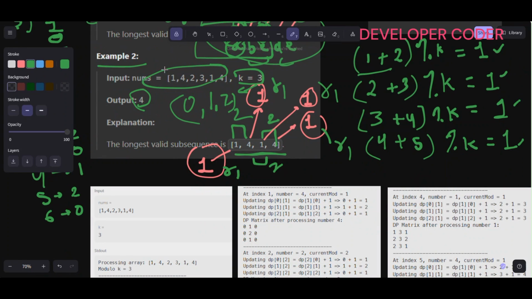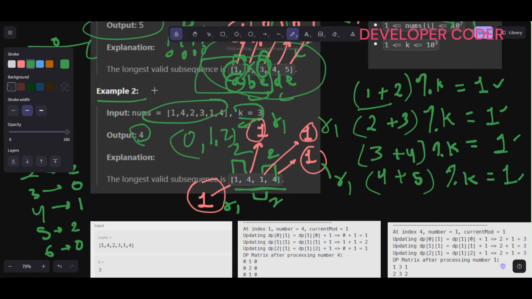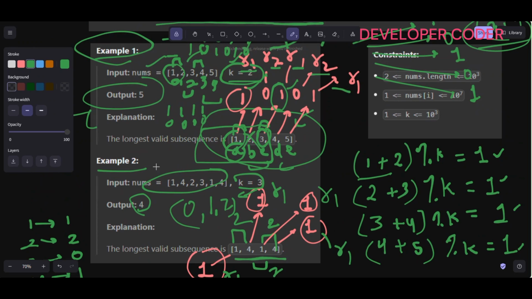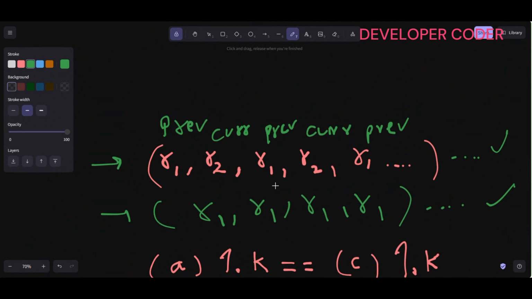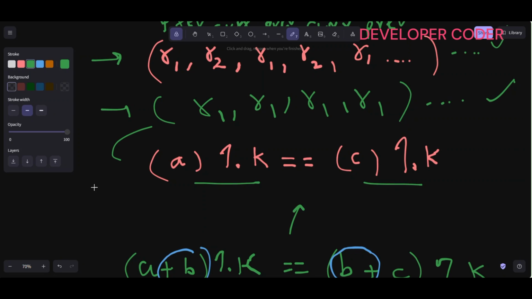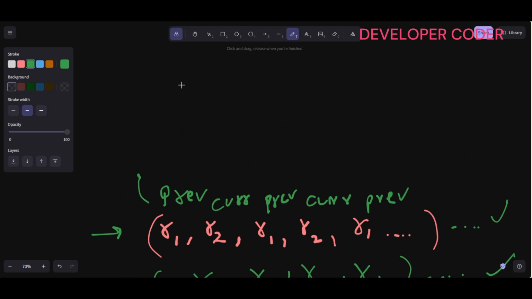Now look at example number 2, where k is equal to 3. Here you have 0, 1 and 2. One scenario is all are 0 0 0, or all are 1 1 1 1, or all are 2 2 2 2. In this case all are the same. For the other type you have scenarios like this: let's suppose one is 0, then next is 1, then next is 0. Or one is 0, then next is 2, then 0. Then it will repeat.